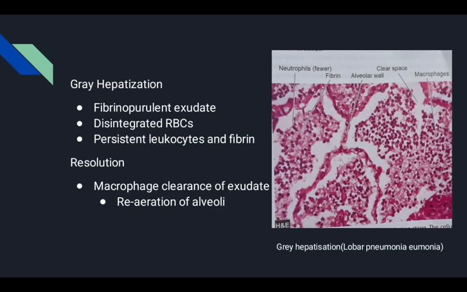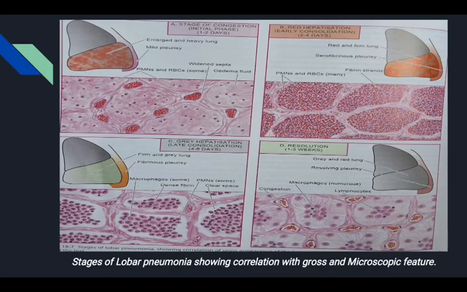Here we can see the diagram of gray hepatization of lobar pneumonia. Here we can see neutrophils, fibrin, clear spaces and macrophages. This figure summarizes all the four stages and correlates the gross and microscopic findings.